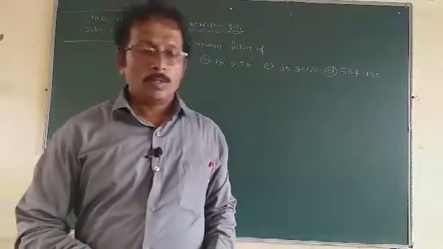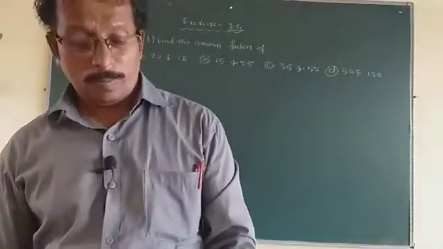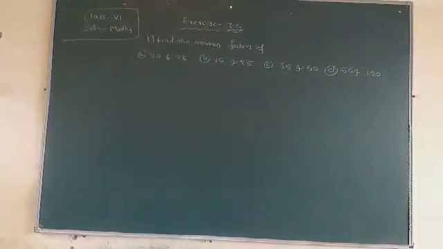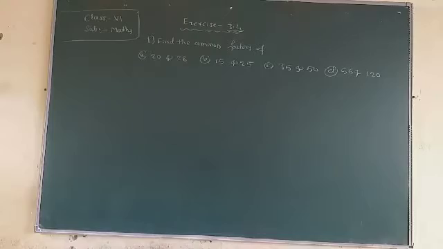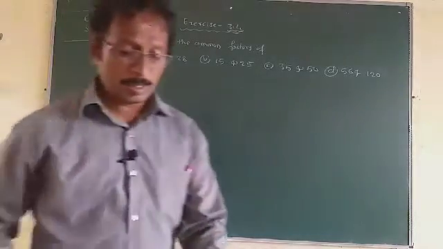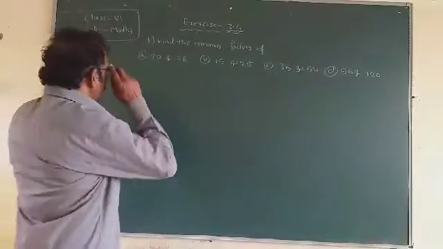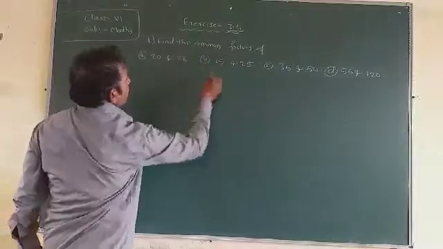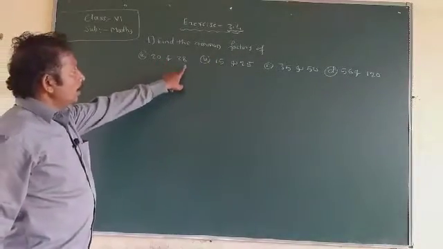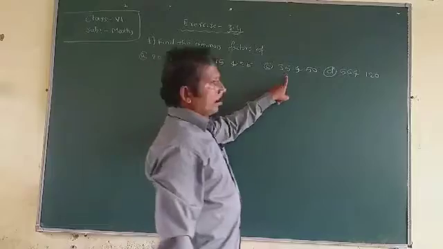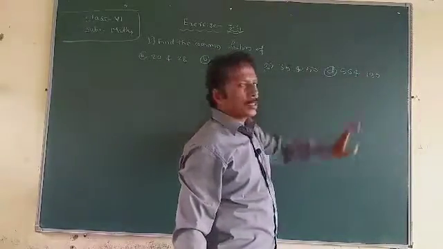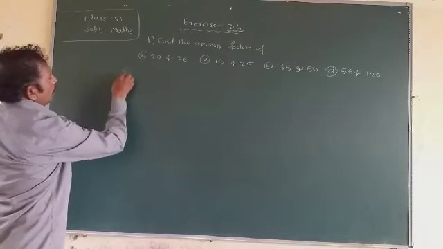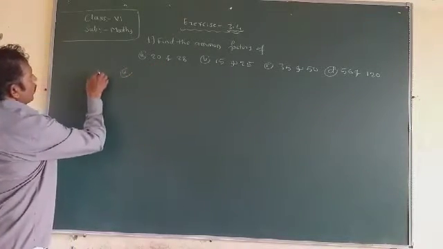Students, today we shall study how to solve exercise 3.4. Here, the first question is find the common factors of 20, 28, 15, 25, 35, 50 and 56, 120. Now come to solve first question number A, 20 and 28.